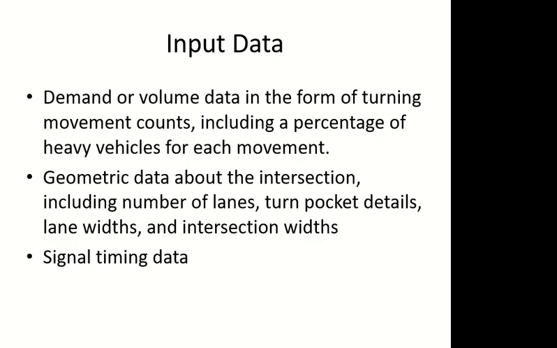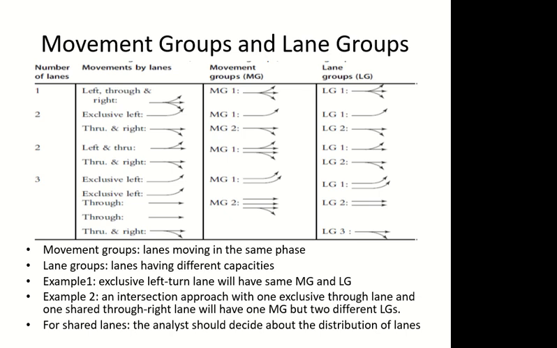Then you find out the geometry of the intersection: number of lanes, the lane width, the lane length, how many lanes for each direction, do you have any combined lanes, and whether the lanes are separate or without any traffic island or something. So these things are the geometry of the intersection. Then the last thing is signal timing data, either you find it or you design it.